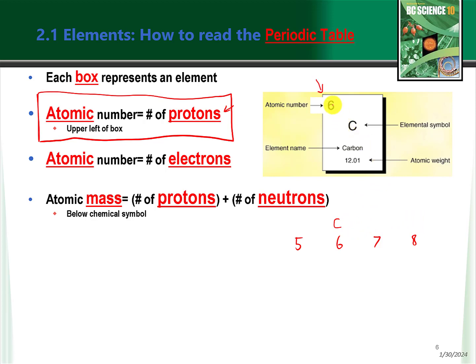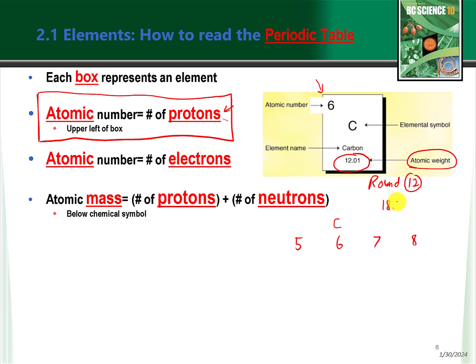6 is the atomic number. So that means that's the number of protons there are. It is also the number of electrons that carbon has. Now there's going to be an atomic mass or atomic weight on there, and that's usually in decimals. And it really is the number of protons plus the number of neutrons, and we round it. In Science 10 right now, we're going to round it. So if it says 12.01, we'll just write down 12.